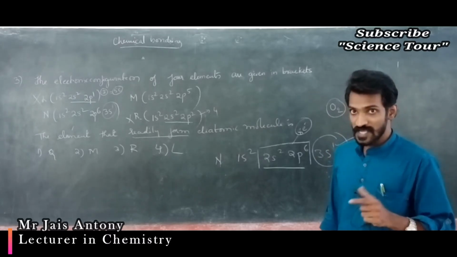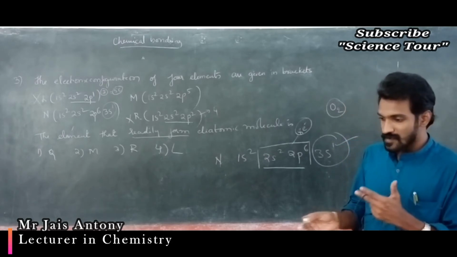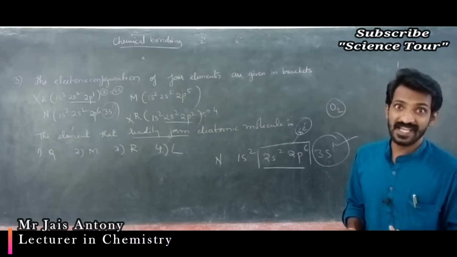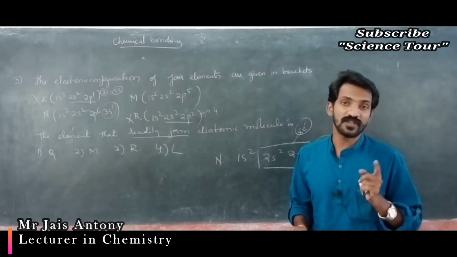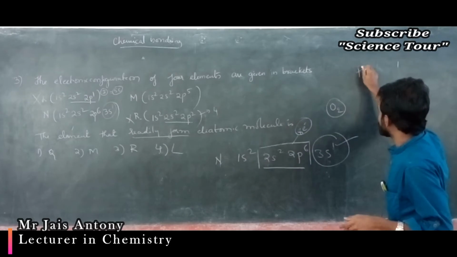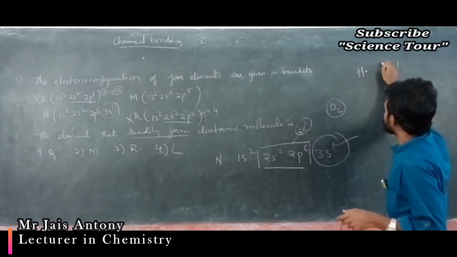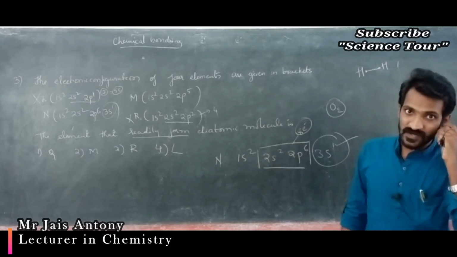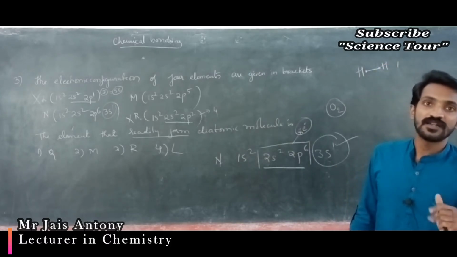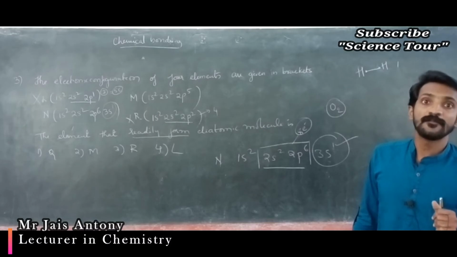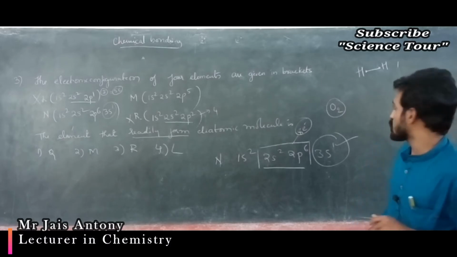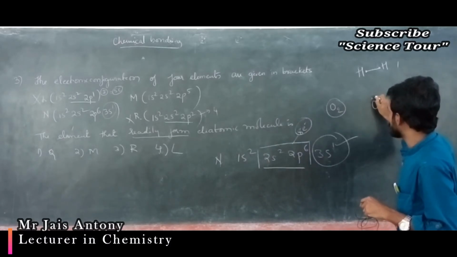When it forms a diatomic molecule, it forms by sharing electrons. That is a very important thing. Hydrogen is a diatomic, hydrogen having 1 electron, another hydrogen having 1 electron. If these 2 electrons are shared together, then it forms a diatomic molecule. For example, oxygen having 6 valence electrons, 1, 2, 3, 4, 5, 6.